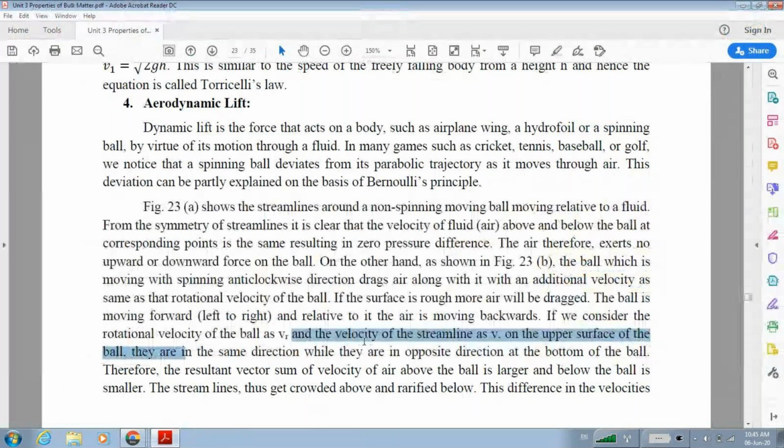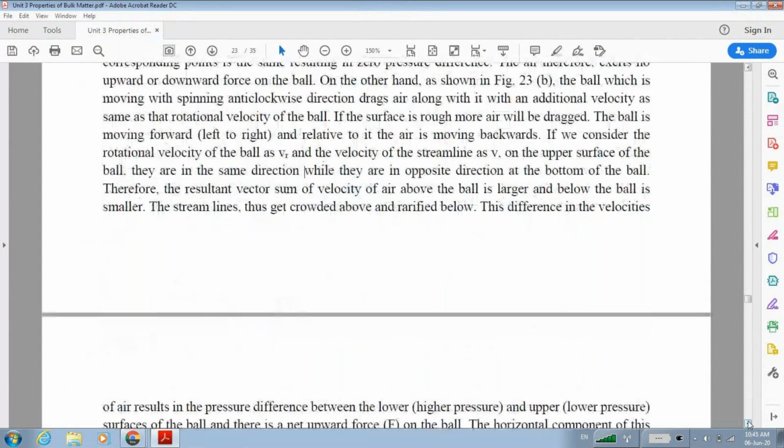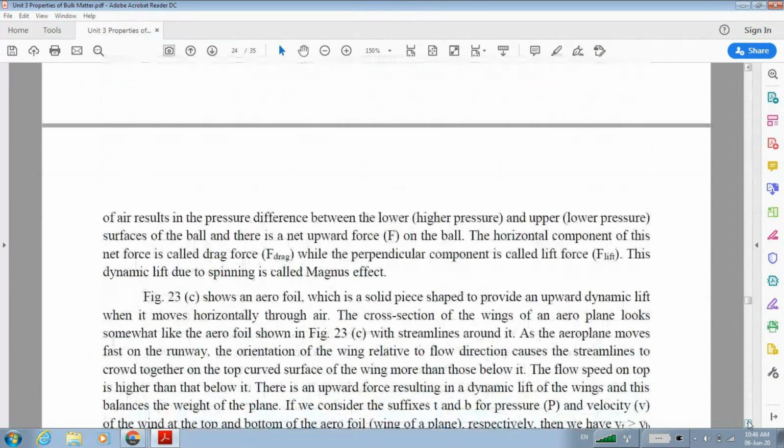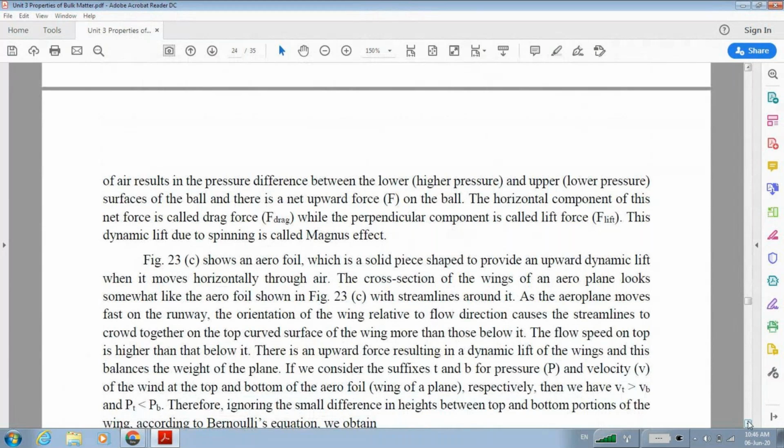So at the upper surface of the ball, they are in the same direction, while they are in the opposite direction at the bottom of the ball. Therefore, the resultant vector sum of the velocity of the air above the ball is larger, and below the ball it is smaller. So the streamlines thus get crowded above and rarefied below. So above, the streamlines come crowded, and below, the streamlines are rare, meaning sparse. The difference in velocities of air results in the pressure difference between the lower and upper surface of the ball.